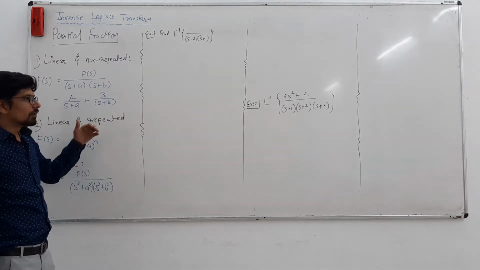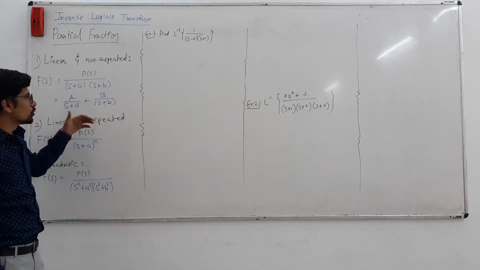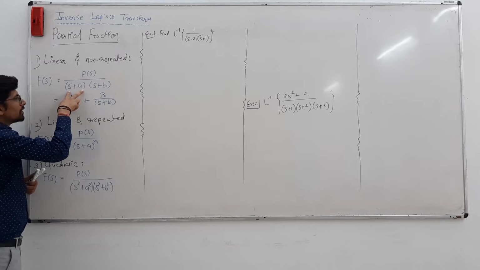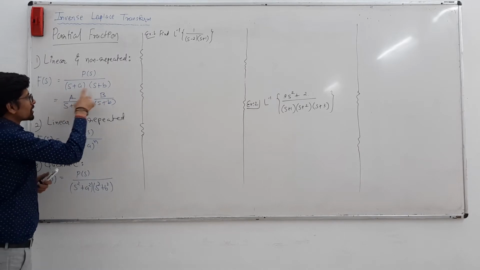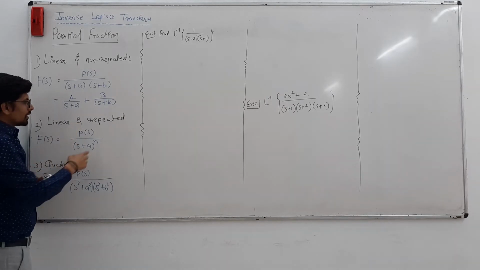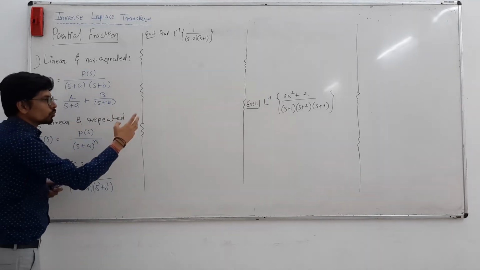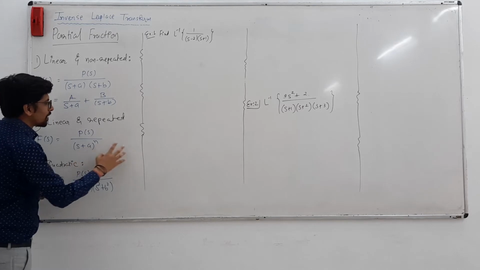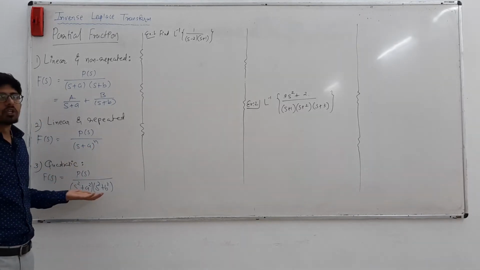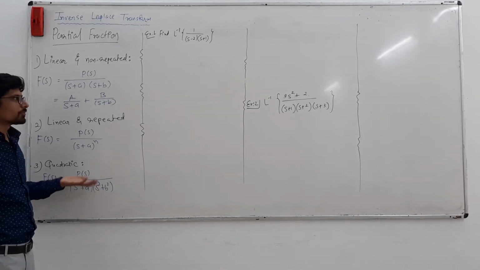So in total we bifurcated this fraction into three parts. First, linear and non-repeated, means linear terms and distinct, that is s plus a, s plus b, s plus c, and so on. Second is linear and repeated, in that case (s plus 3) raised to 2 or (s plus 2) raised to 5, repeated powers like that. And third is quadratic terms, that is, the denominator contains some quadratic terms of s, right?